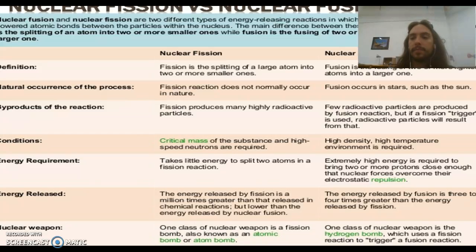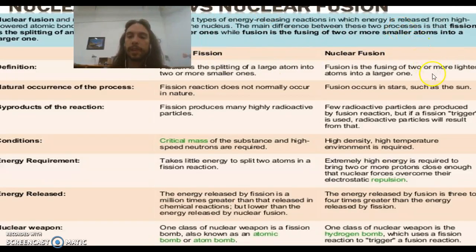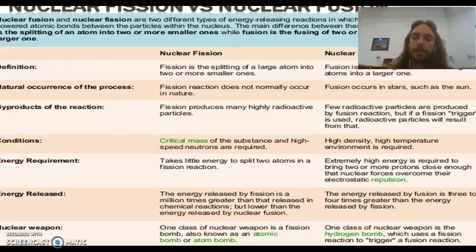This is giving you all the examples of the differences between nuclear fission and nuclear fusion. So fission is the splitting of an atom into smaller ones, and fusion is the fusing of two or more atoms into one atom. Essentially, fission cannot happen normally in nature. We created that. Albert Einstein basically created that. And then fusion happens in stars. On our sun, we have fusion reactions going on all the time, and that's how we get our energy.